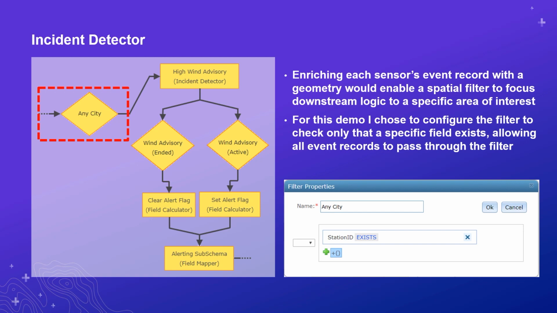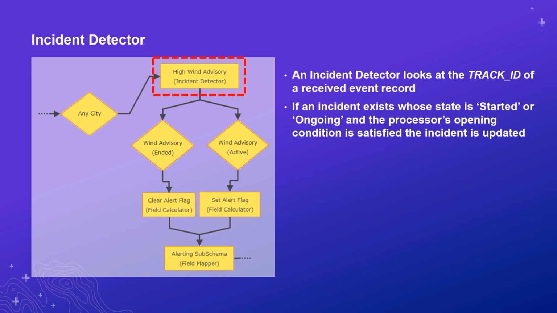To simplify the demo, the filter is actually ignoring the enriched geometry and only checking if a specified attribute field exists. If the filter's condition is satisfied, event records are routed to the incident detector. Any event records failing to satisfy the filter would simply be discarded. The incident detector associates an asset's track identifier with incidents it creates. This means that in order to use an incident detector, your event data must have a track ID. If an incident exists for this event record's track ID and the processor's opening condition is satisfied, the existing incident will be updated.